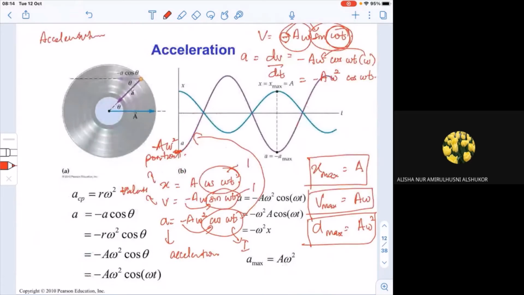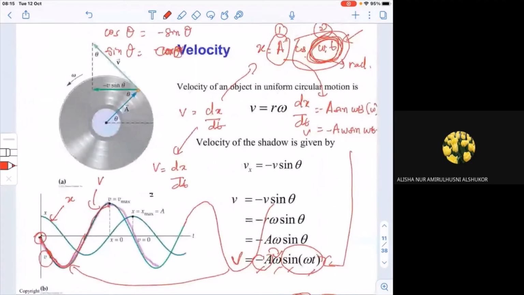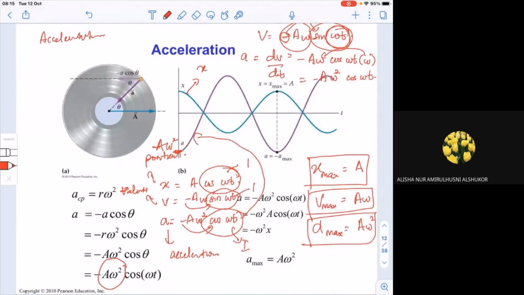On the acceleration part, again, this part is x, which is A cos omega t. Acceleration is negative A omega squared cos omega t, so it must follow the cosine graph, which starts at the amplitude. But the amplitude for acceleration is A omega squared, which means it must be greater than the velocity amplitude. If we draw the velocity like this, it will take up part of this range, but not as much. It starts from zero and keeps turning.